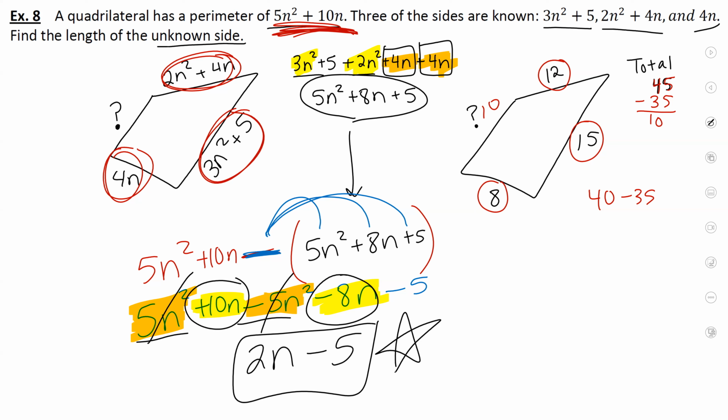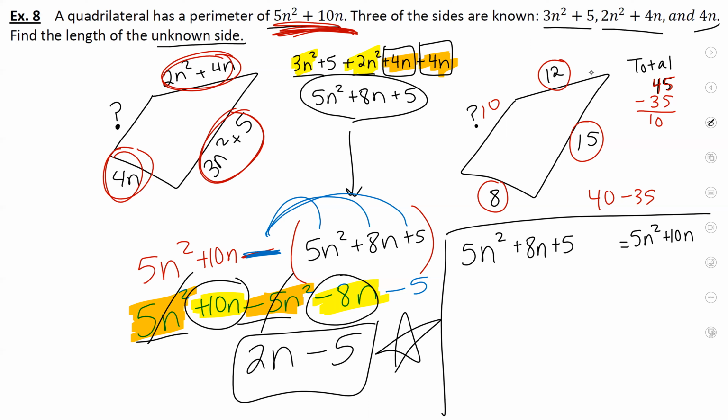Do you guys want to know a quicker way to do this type of problem? Are y'all satisfied with that? This is how I would do it. I don't want to confuse you, but this is my way of doing it. Once you add all these together, we added up all three sides, and we got 5n squared plus 8n plus 5. We want this to equal the total 5n squared plus 10n. Oh, I'm running out of space.